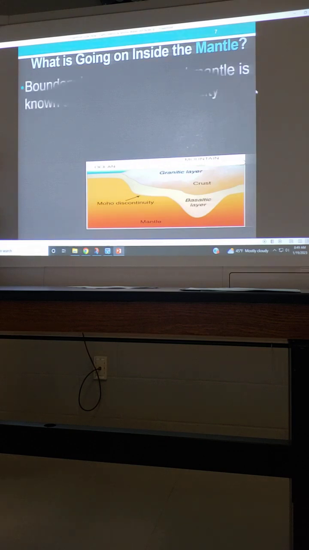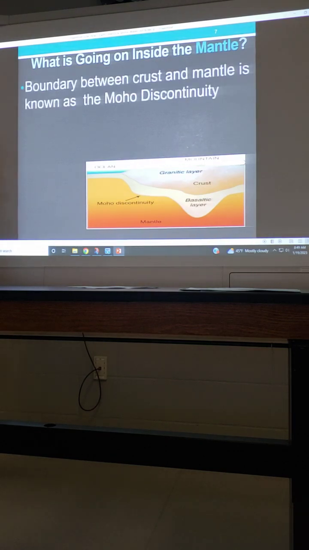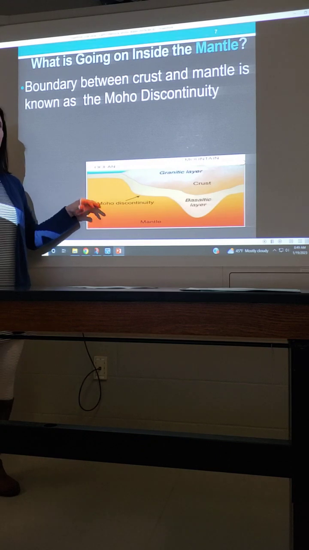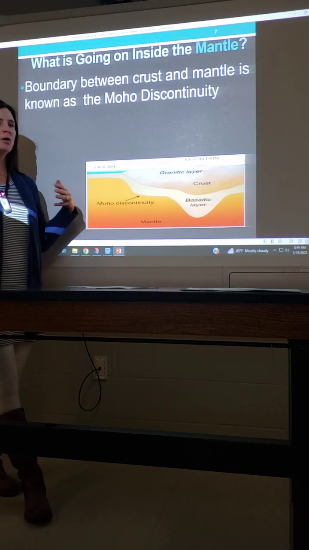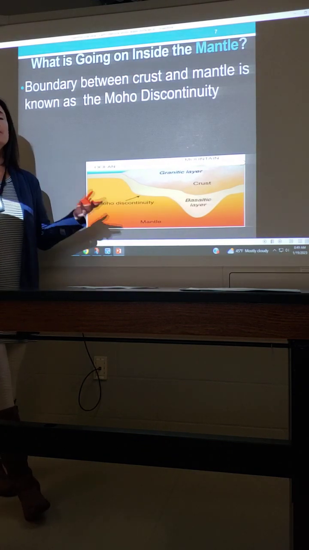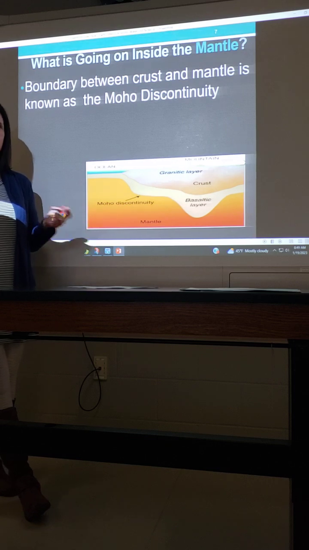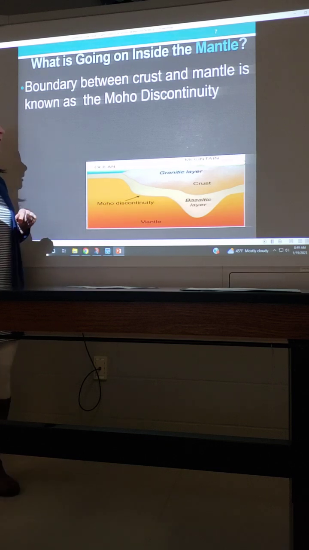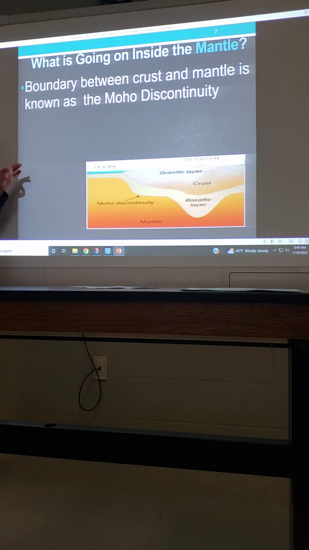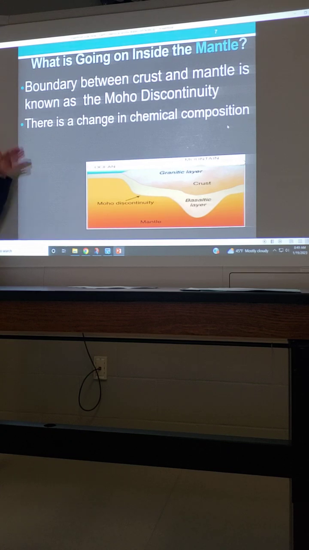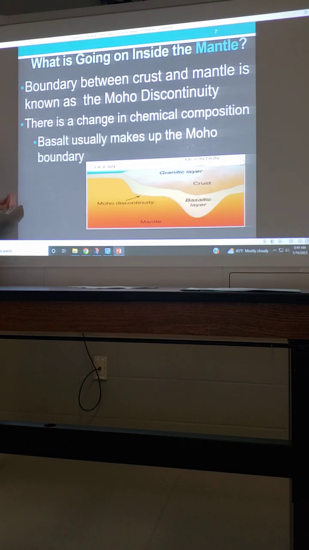Okay, the mantle. So there is a thin boundary, and you'll hear this in some of our videos. It's called the Mohorovičić discontinuity. They shorten it to Moho boundary or Moho discontinuity. It's a thin layer that separates the crust from the mantle, and we know that it's a little different because it's not crust and it's not quite mantle. It's chemically different than both of those, and so it's its own small little boundary.